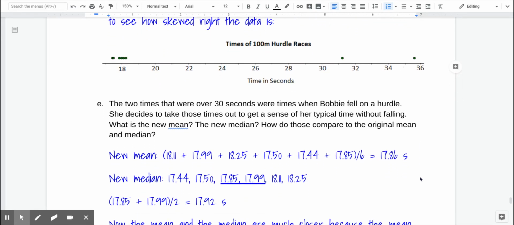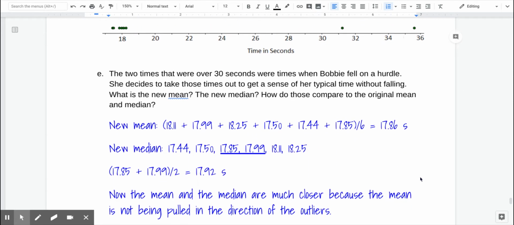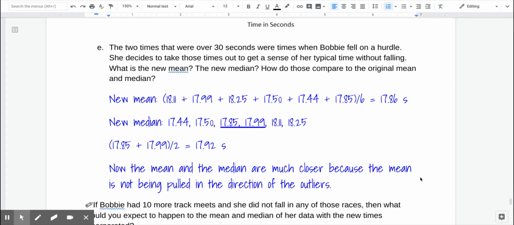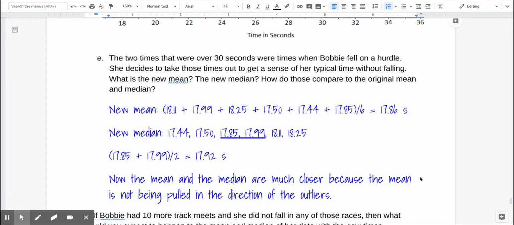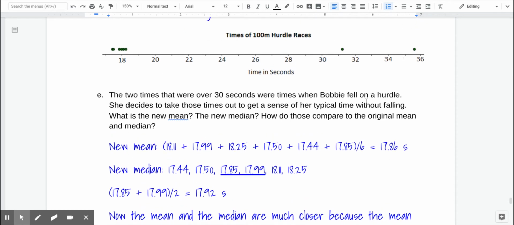So now we're given a reason for those times that were more than 30 seconds because Bobby fell. So I'm going to calculate the new mean, and the new mean is right in line with where we would expect it to be if we take those out, just under 18 seconds. And calculating the new median, it's also just under 18 seconds. So in this case, they're much closer because the mean's not being pulled in this direction of those outliers.